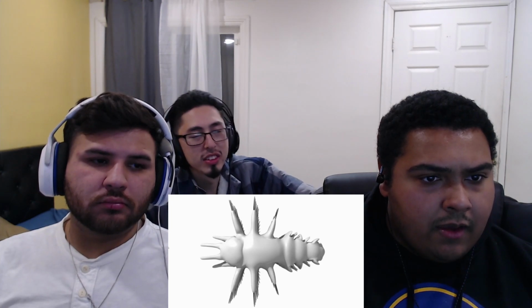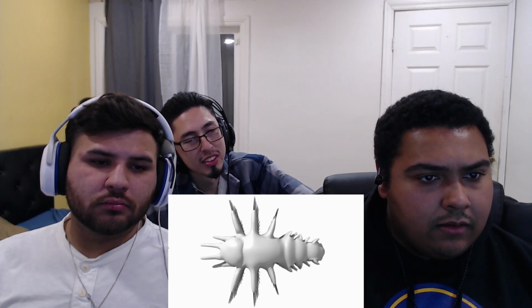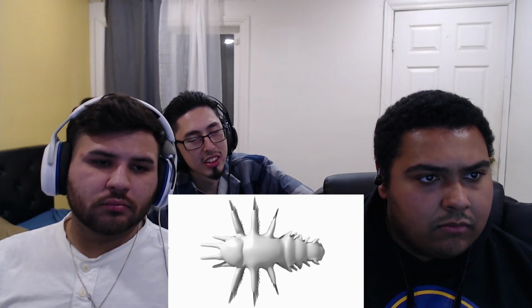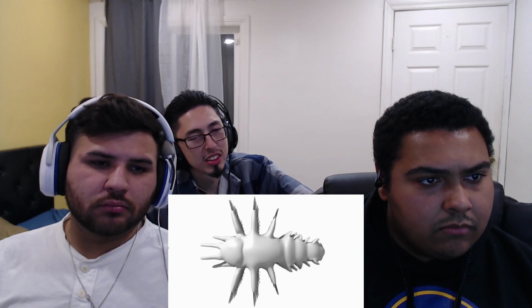The segments posterior to the locomotive tagma, no longer being needed for propulsion, may evolve to form an enlarged gill surface and to house the internal organs.